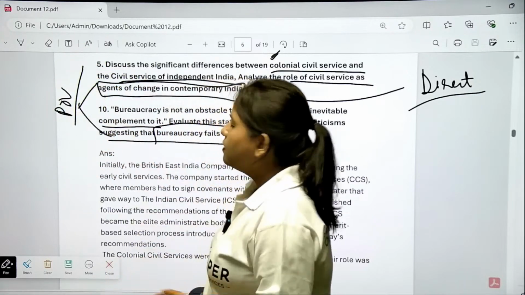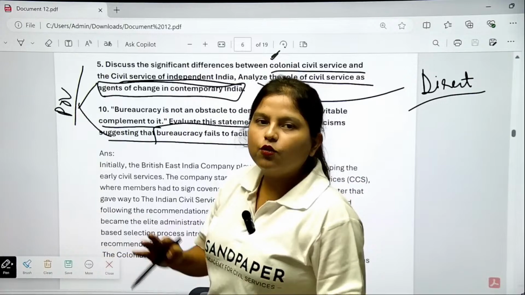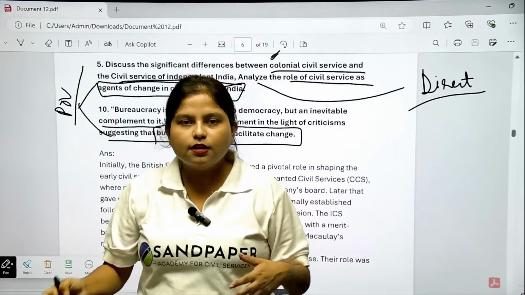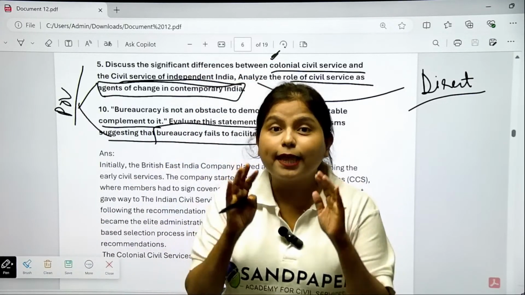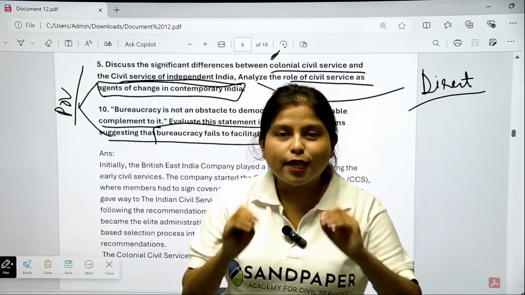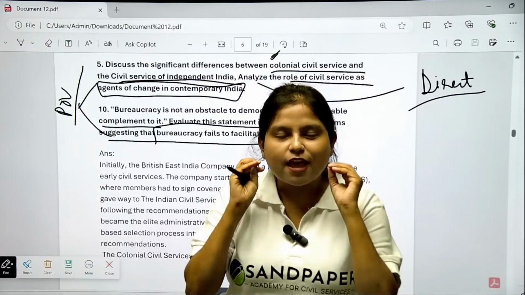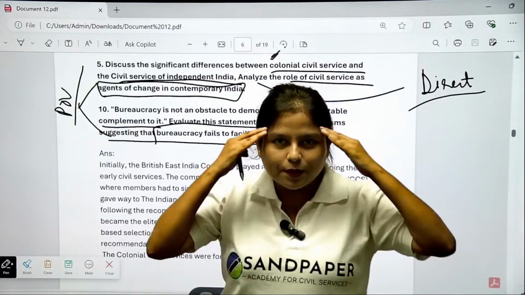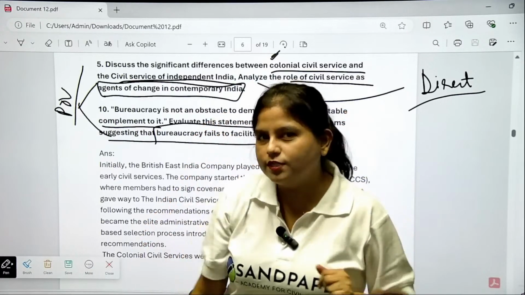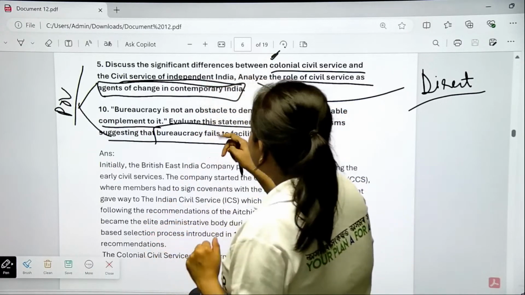We will look at it from a comparative point of view: what is the difference between colonial and our civil service? It is an attitudinal difference. Again, you will not find the answer to this question directly in any paper. It will be in your mind, also in movies. I will tell you how. And bureaucracy is not an obstacle.